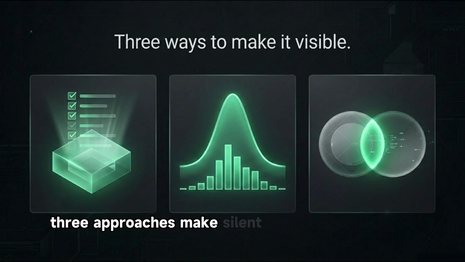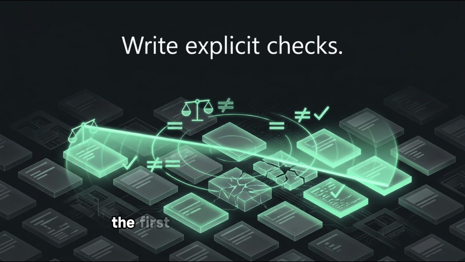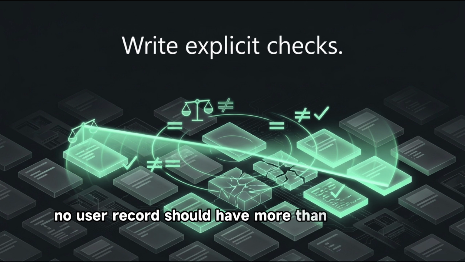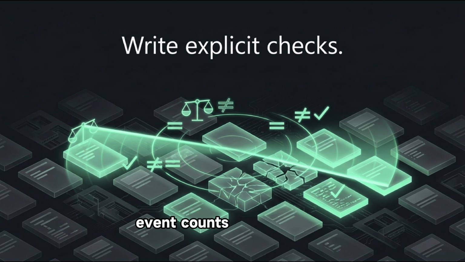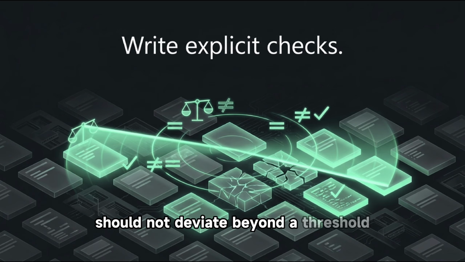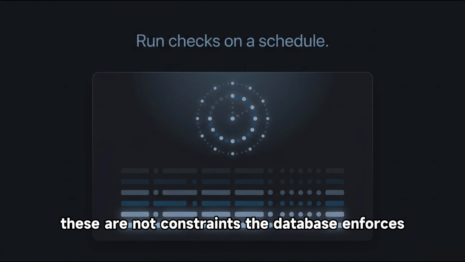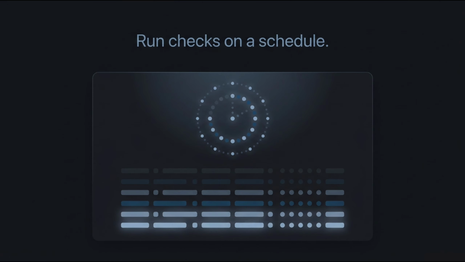3 approaches make silent inconsistency visible. The first is data quality assertions. Write explicit checks for the properties your schema does not enforce. The order total must equal the sum of its line items. No user record should have more than 1 active session. Event counts per customer should not deviate beyond a threshold from the previous period. These are not constraints the database enforces. They are queries you run against your data on a schedule, returning rows when something is wrong. They do not prevent silent inconsistency from entering, but they give it a surface to break against.